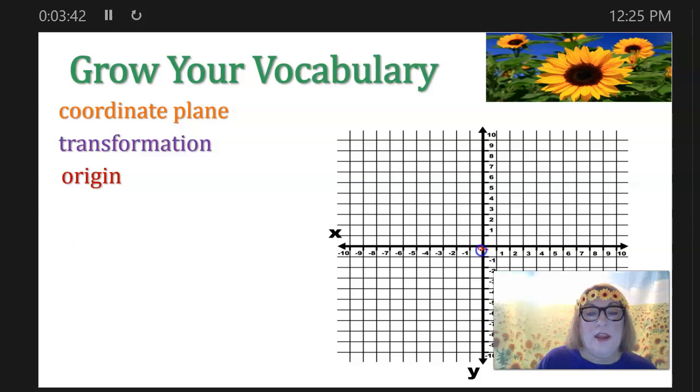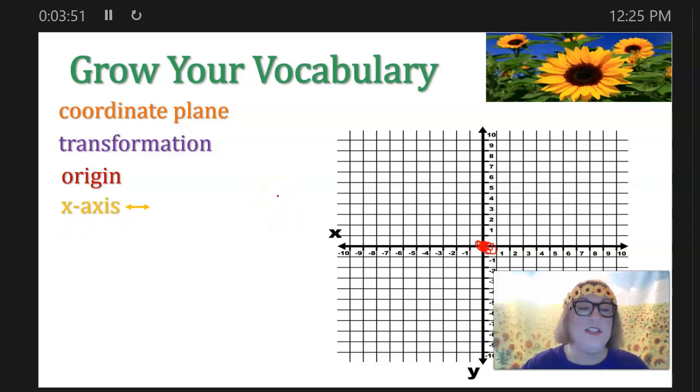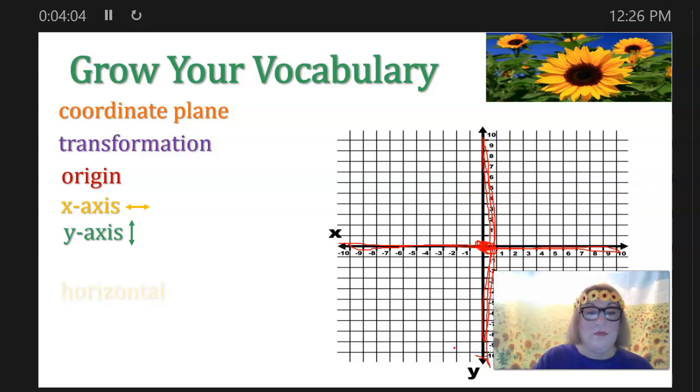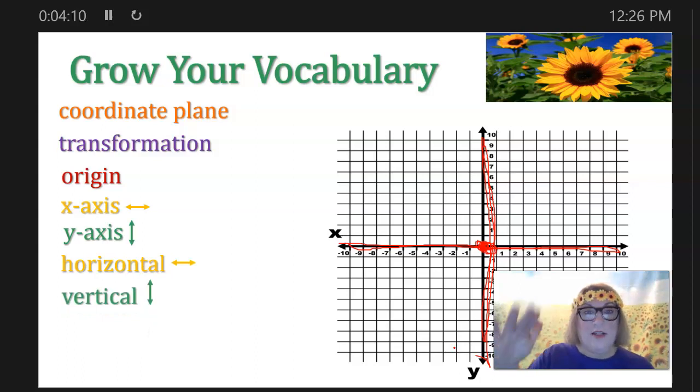Origin is the center point in the middle of our coordinate plane. That point would be right here, and it is the point 0, 0. I made my little point very large there. The next one is x-axis, which is the horizontal axis that goes from left to right or right to left. And then the y-axis, which goes vertically up and down in the center here. Horizontal is left to right, and vertical is up and down. You could say down to up or right to left.